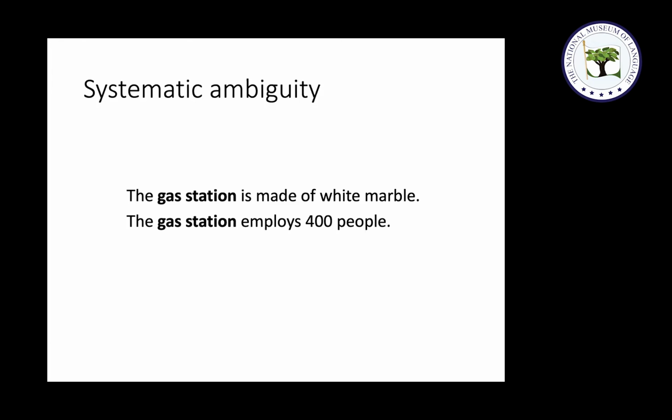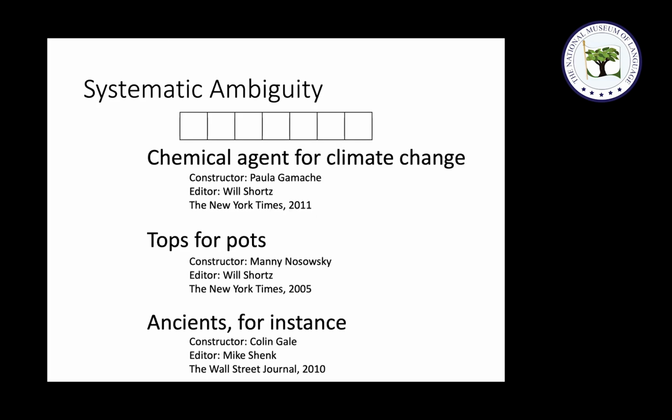But there's another type of systematic ambiguity that crossword constructors absolutely love to use. To illustrate that type of ambiguity, I've shown here 3 clues, which all give the same answer. The clues are "chemical agent for climate change," "tops for pots," and "ancients, for instance." And the answer that all 3 of these have in common is "anagram." That is, "chemical agent" is an anagram of "climate change." If you rearrange the letters in "chemical agent," you get the phrase "climate change." So the type of ambiguity that's being exploited here is that every word in English has its normal standard meaning, but in addition, you can also interpret it as referring to the word itself, the linguistic unit.